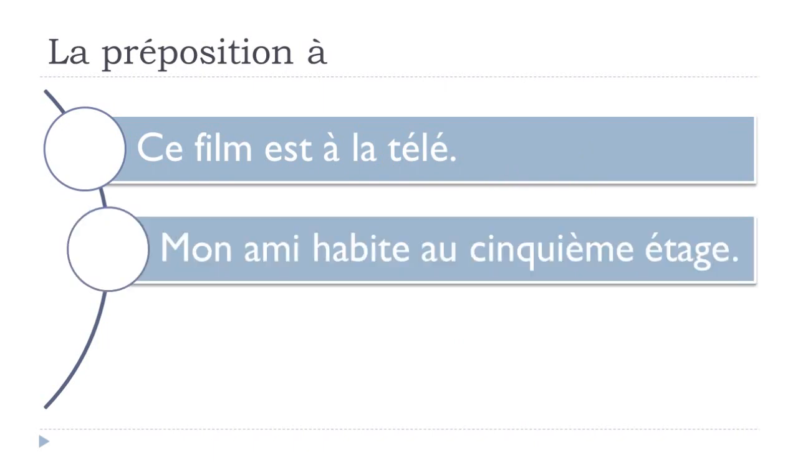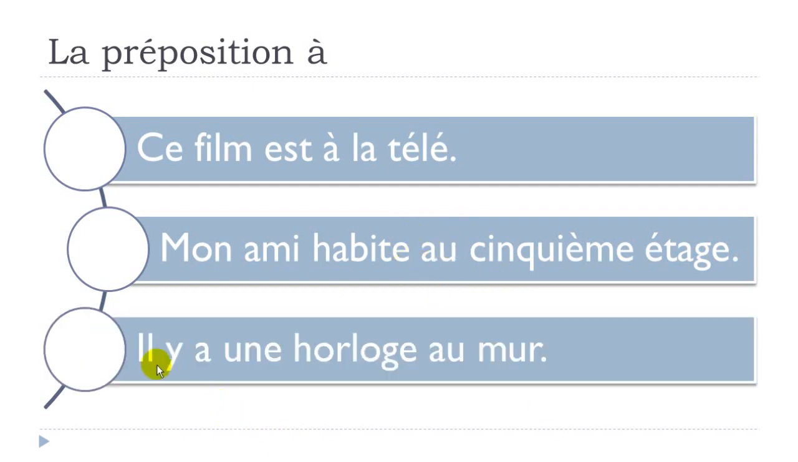Second example, mon ami, my friend, habite, habiter is to live, au, so same thing here, you've got this preposition but it's combined with le, so it becomes au, and then cinquième étage, cinquième, fifth, and then étage, floor. So in that case, you want to say that your friend is living on the 5th floor. And in that case, we use this preposition à.